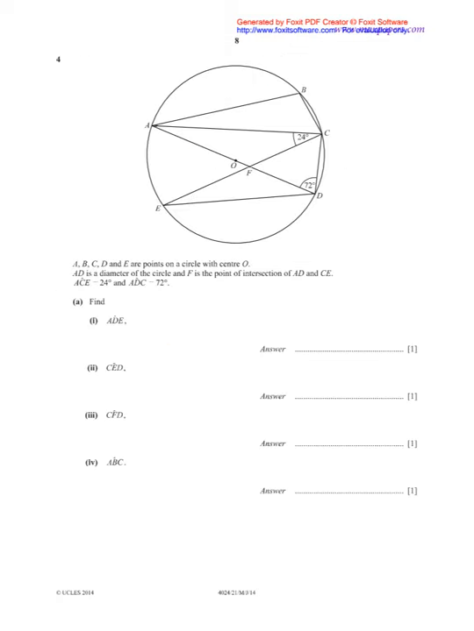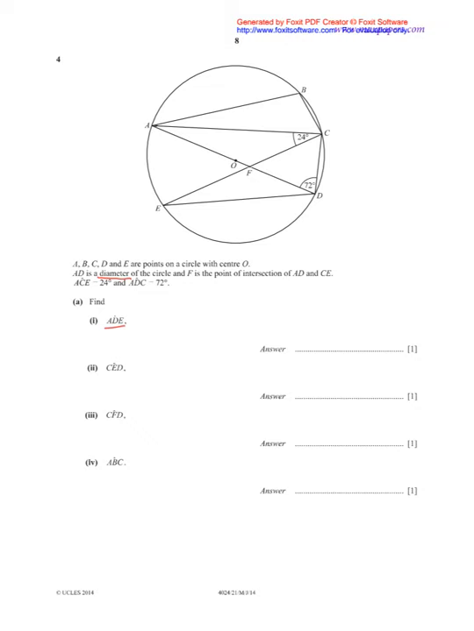Alright, it's question number 4 from the topic circle properties. It says A, B, C, D and E are points on a circle with center O. AD is a diameter of the circle, so that is an important point here. And F is the point of intersection of AD and CE. Angle ACE is 24, angle ADC is 72, find angle ADE.